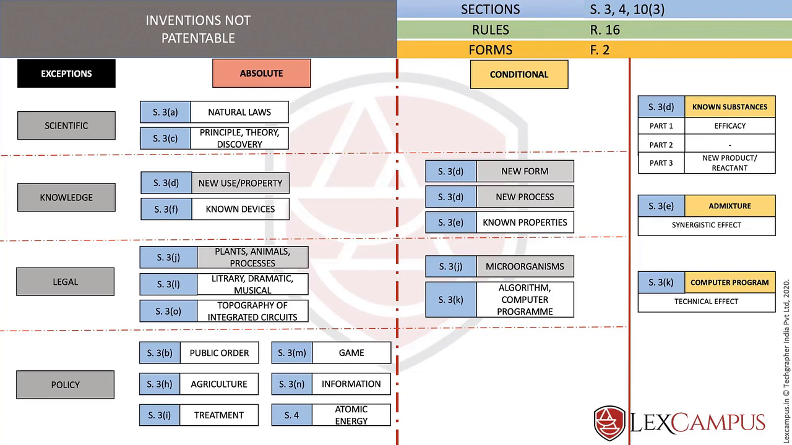And finally, this is not a part of section 3. It's rather a part of section 4. Section 4 deals with inventions relating to atomic energy. It states that no patent shall be granted in respect of an invention relating to atomic energy falling under section 21 of the Atomic Energy Act 1962. So you'll have to look at that to understand why this is there. Many countries have an atomic energy exception because it can affect national security.